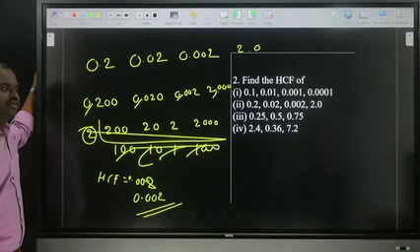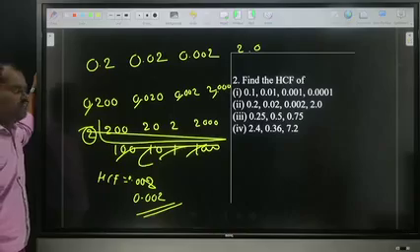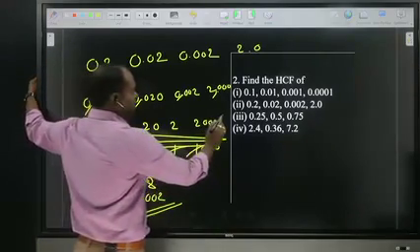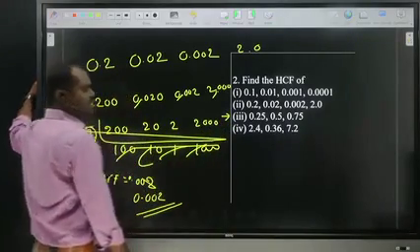Right, ma? Clear? Any doubt, ma? Now once try this, ma. Once try this third one, ma. Then you will get the idea. Once you try that method, you will get the idea.